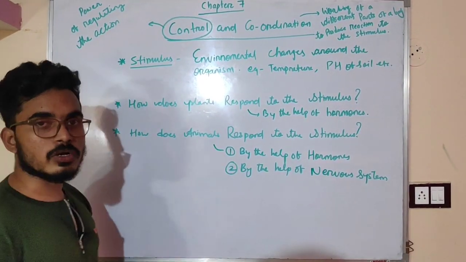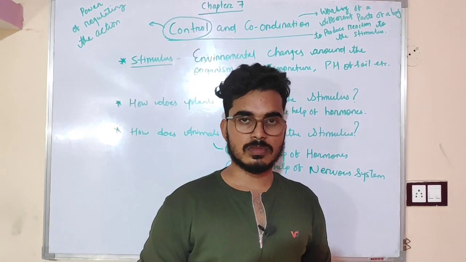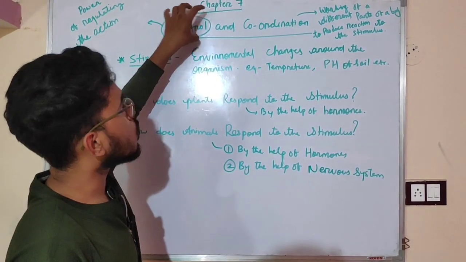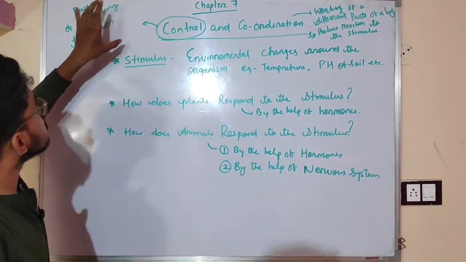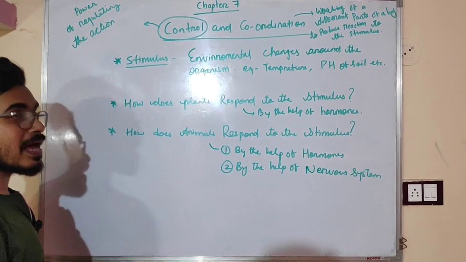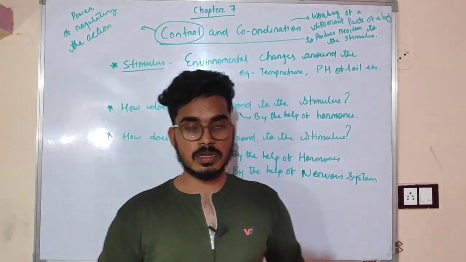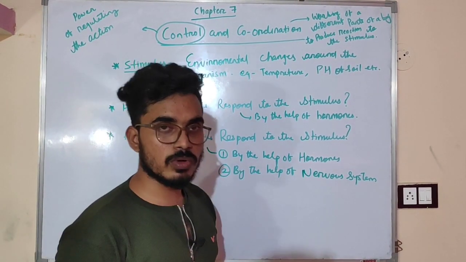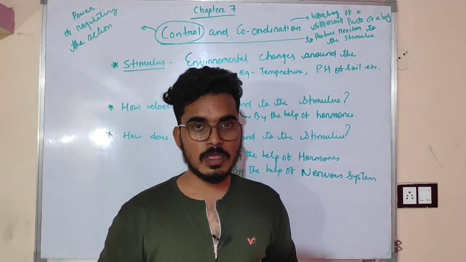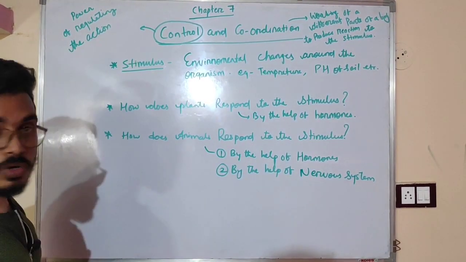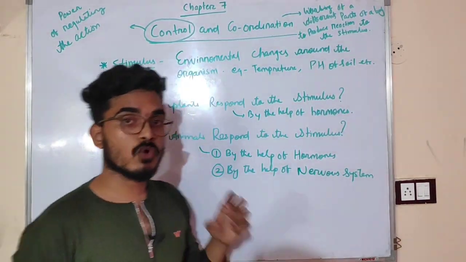So, what is control? Let us first understand the meaning of it. What is control and what is coordination? Control is nothing but the power of regulating an action. In our daily life we are doing many actions, right? Whatever action we are doing is controlled by us. That is called control. Now let us understand the meaning of coordination.